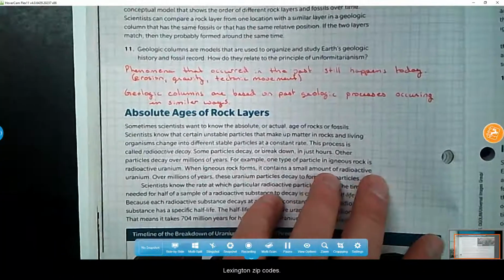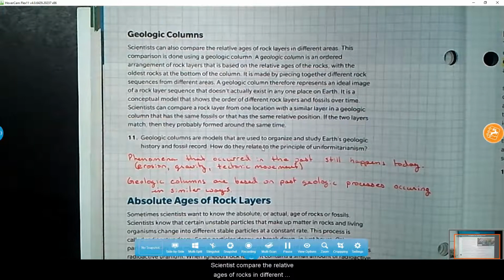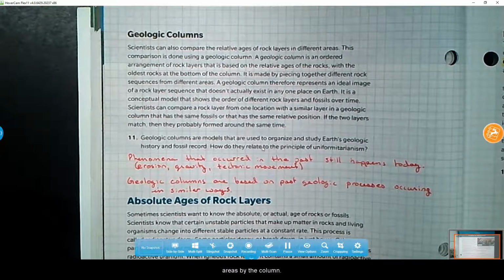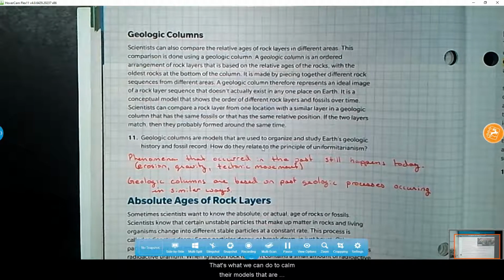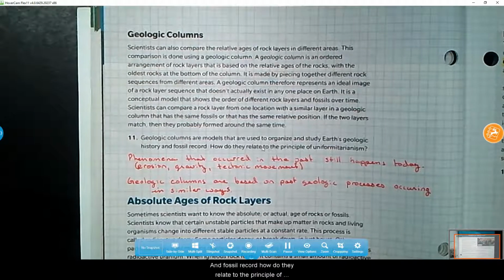So that forms what's called geologic columns. Okay? So scientists compare the relative ages of rocks in different areas by the columns. That's what we can do. So geologic columns are models that are used to organize the Earth's geologic history and fossil record.